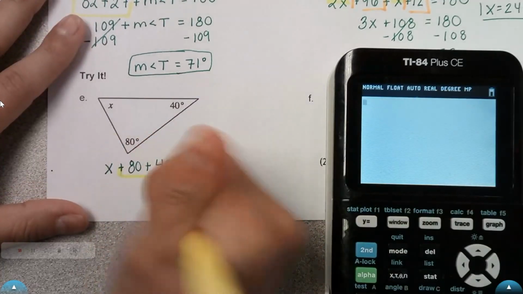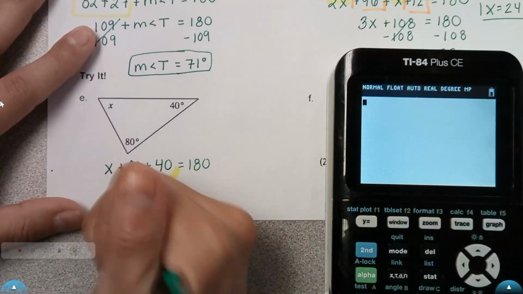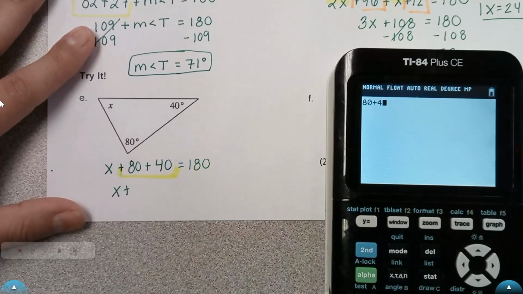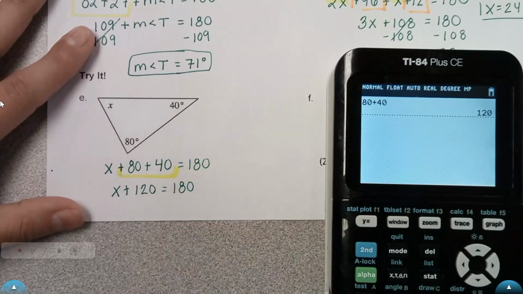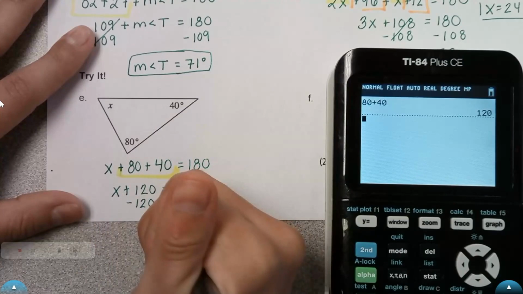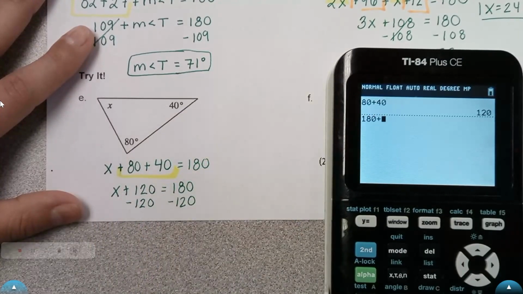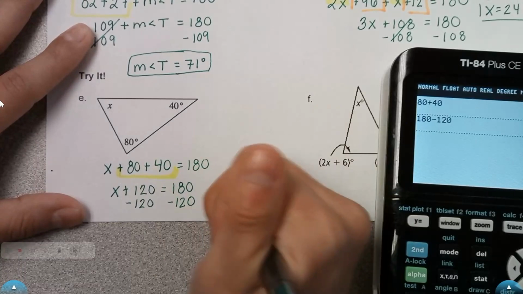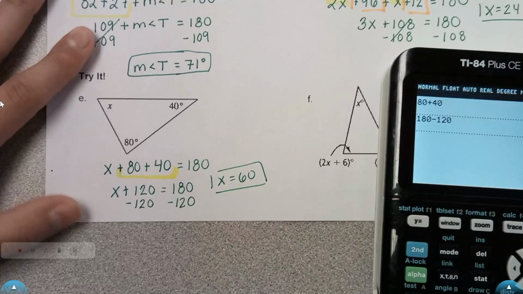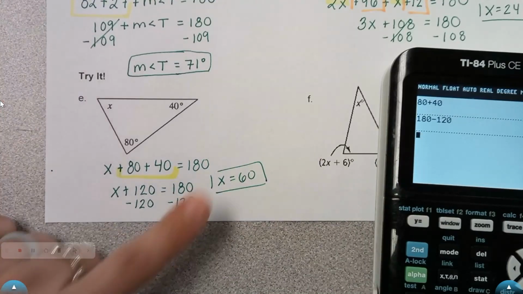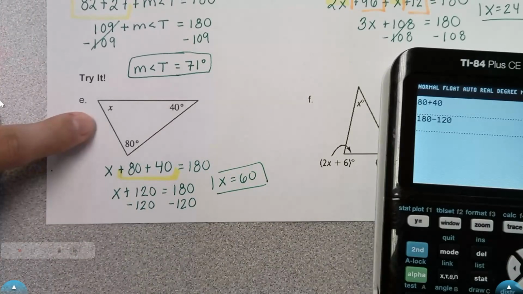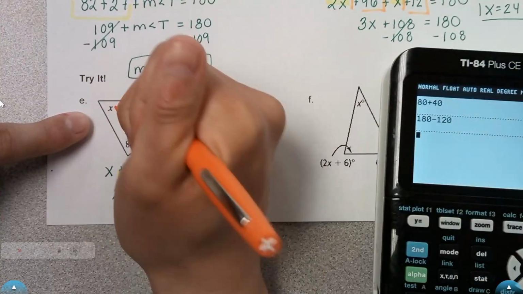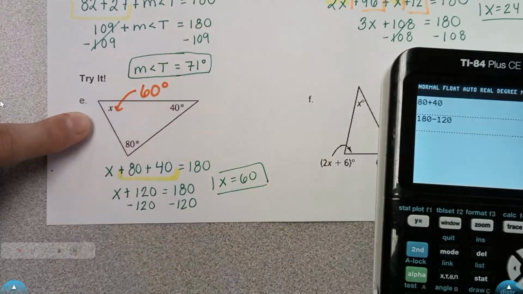These are my like terms. So 80 plus 40 is 120. Minus 120, so I get x is 60. I'll put it over here. Then I'm going to take that 60 and plug it in wherever I see the letter x. The 40 is good. The 80 is good. I'm going to plug it in right here. If I plug in 60 for x, I know that that angle is 60 degrees.